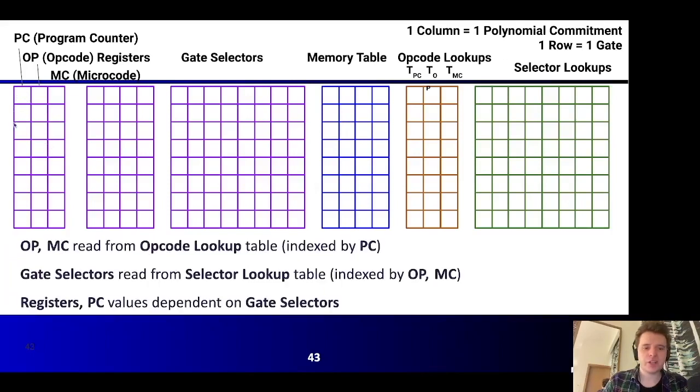To give an example, I'm getting ahead of myself. This is just a summary of what I was just describing. The opcode and microcode values are read from the opcode lookup table. Gate selectors are read from the selector lookup table. And then the values of the registers and your program counter at the next row depend on the gate selectors. There's going to be some kind of VM algebraic statement that you're going to be applying, which will depend on the VM architecture.